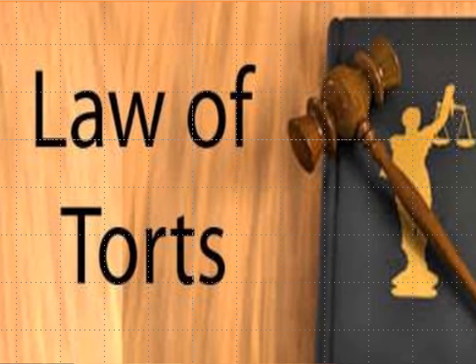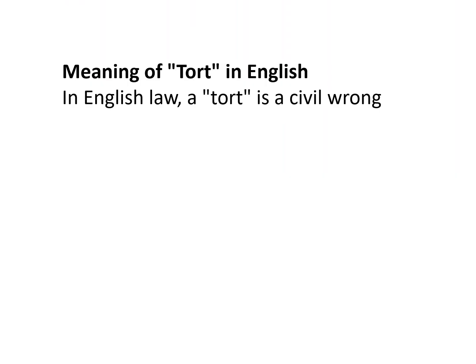Law of torts is one of the first year subjects for law students. We will quickly see the meaning of the tort and some of the basic features. The meaning of tort in English is a civil wrong. There are two types of wrongs, civil wrong and criminal wrong. A criminal wrong is against the complete society, and a civil wrong is against a particular individual.